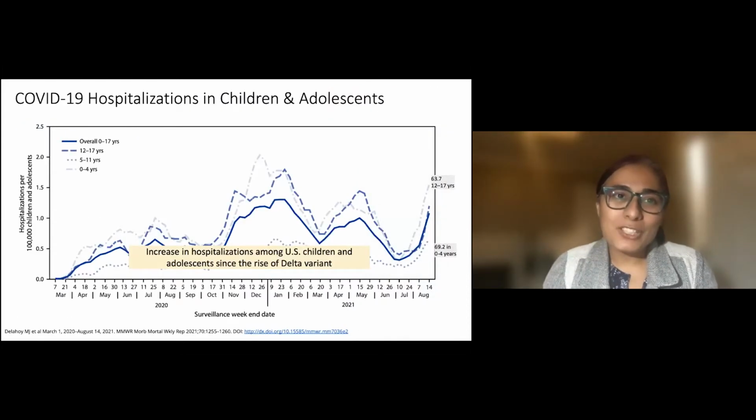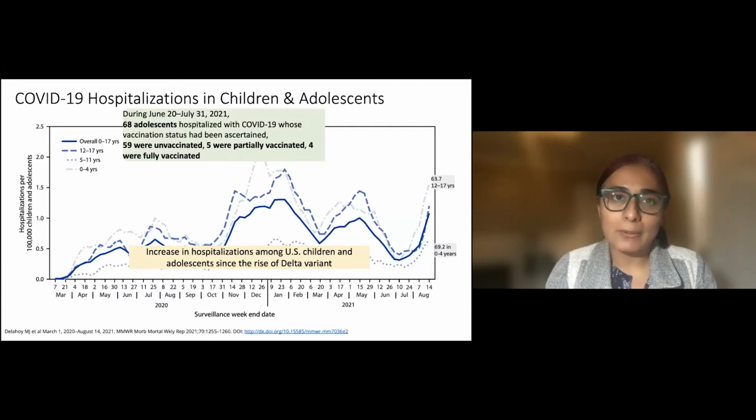I want to start with just setting up the landscape of what we have seen in kids in terms of COVID-19. And this is particularly talking about kids and adolescents. And when Delta came around, there was certainly a higher incidence of hospitalizations in US children since the rise of the Delta variant. You can see the dark line is essentially all kids 0 to 17, and the dashed lines are different age groups. And all age groups kind of saw that little bit of a spike.